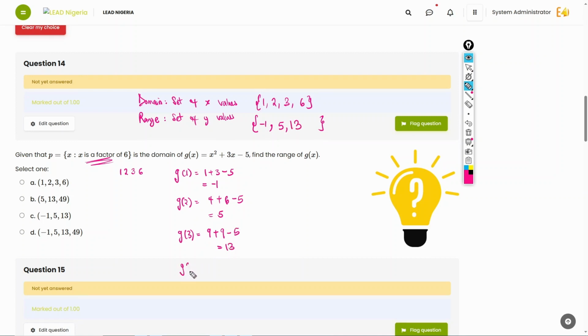And then G of 6. G of 6 would be 36 plus 18 minus 5. This is 54 minus 5. This is 49. So simple enough, right? So -1, 5, 13, and 49. That's option D.